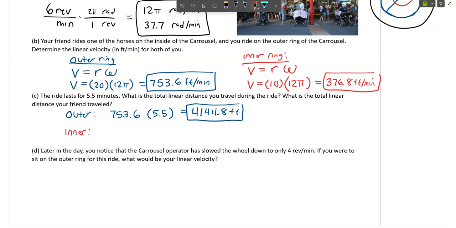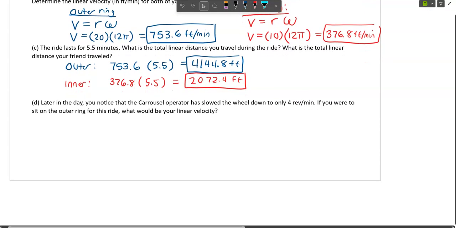But look how much smaller the inner is going to be here. So we're going to take that 376.8, and this time we are going to multiply it still by 5.5 minutes. In this case, it's almost half. So if you really want to get the best bang for your buck when it comes to riding the carousel, you need to be riding that outside ring. That outside ring is going to be much more enjoyable if you want to feel like you're moving faster.